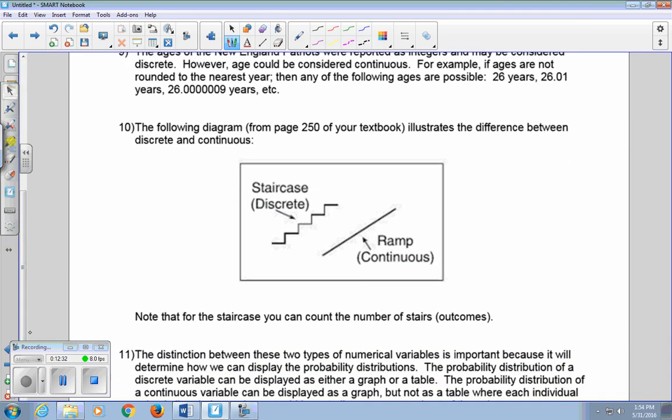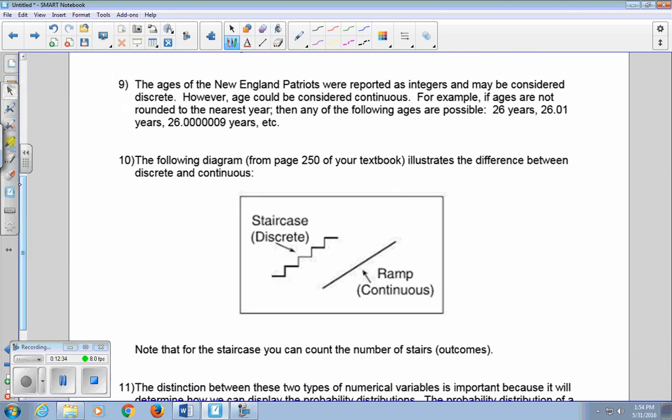The ages of the New England Patriots were reported as integers and may be considered discrete. However, age can also be considered continuous. For example, if ages are not rounded to the nearest year, then any of the following ages are possible. You could be 26 years old, 26.01, 26.000009, and so on. So if they're not rounded by year and not countable, then they could be considered continuous.